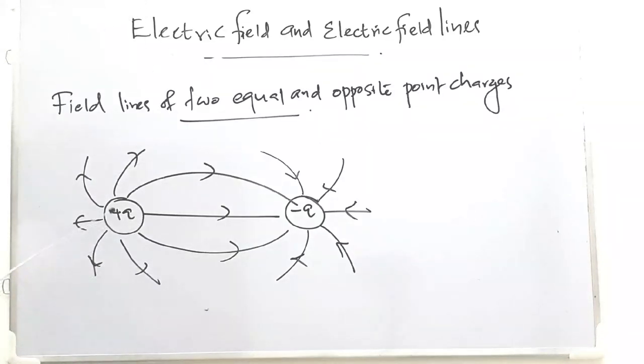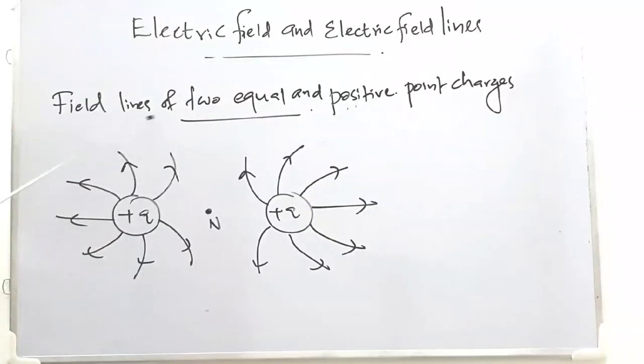Here the positive charge will repel the unit positive charge placed at any point, and the negative charge will attract that unit positive charge. So if you place a unit positive charge here, this plus q will repel this unit positive charge, but the negative charge will attract it, so it moves along this path. So that is how we get the field lines of this dipole. That means electric field lines start from positive charge and end at negative charge. So this is another example, field lines of two equal and positive point charges. Here the field lines are like this as shown in the figure.